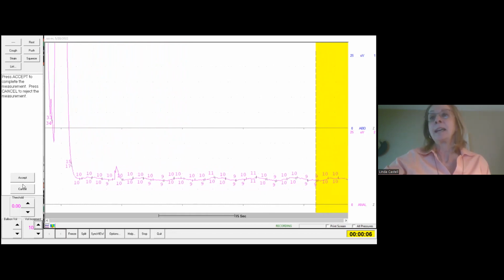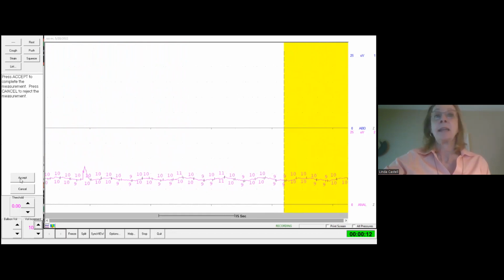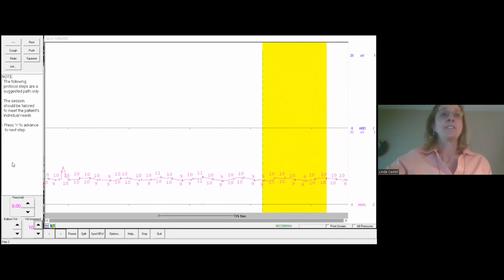We're going to take about a 10-second measurement. There's a counter on the bottom right-hand side. After 10 seconds, it turns green. I'm going to accept this measurement. So now we're going to start our squeezing exercises.